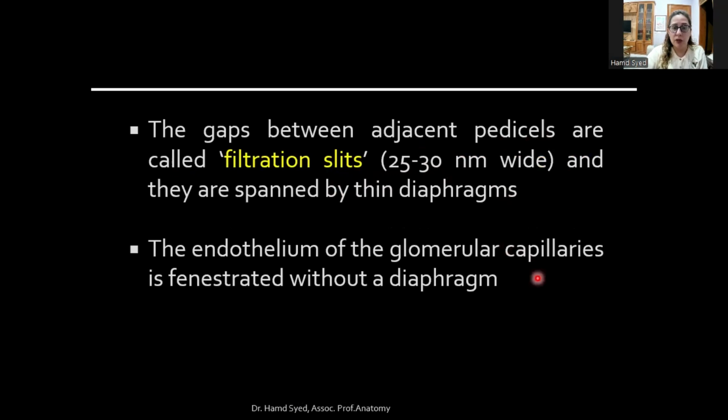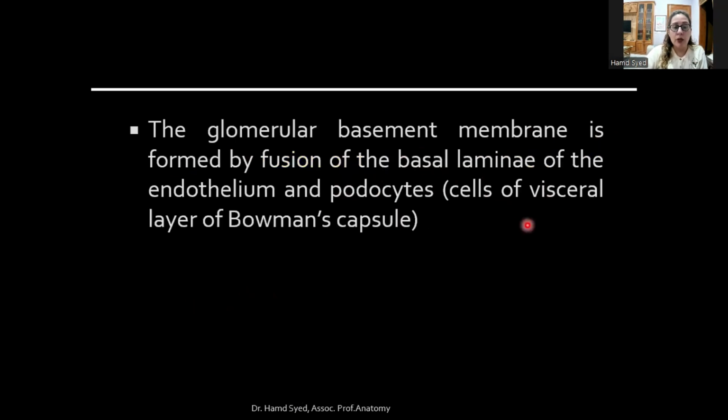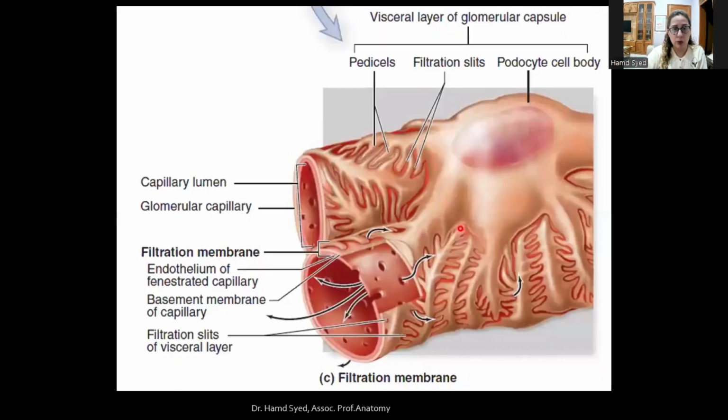The endothelium of the glomerular capillaries is fenestrated, which means they have windows but without a diaphragm. The glomerular basement membrane is formed by fusion of the basal laminae of the endothelium and podocytes, that is, the cells of the visceral layer of Bowman's capsule. And collectively, as I mentioned before, they form the filtration barrier, or we could simply say the barrier across which the blood is going to be filtered.